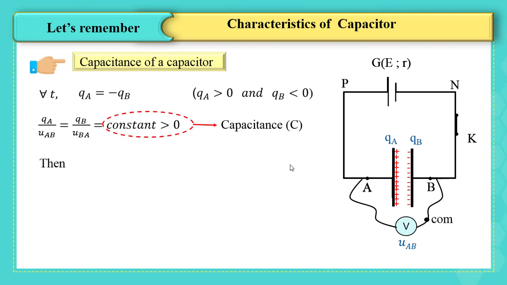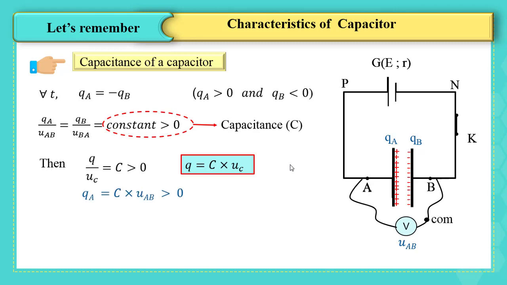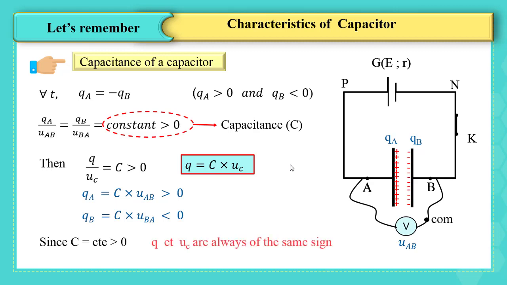Then Q over UC equals C, which is greater than 0, and the relation between Q and UC is Q equals C multiplied by UC. But QA equals C multiplied by UAB, which is a positive value, while QB equals C multiplied by UBA, which is a negative value. And since C is constant always and positive, Q and UC are always of the same sign.